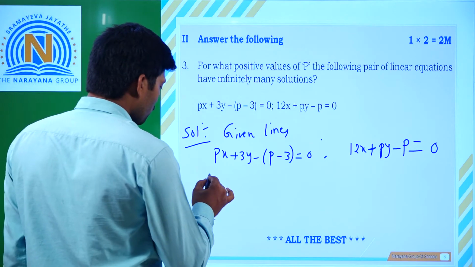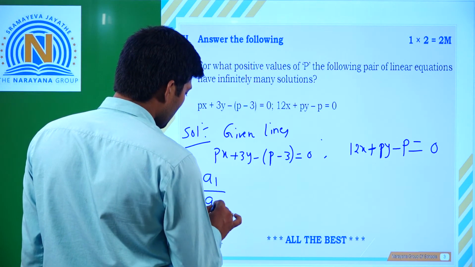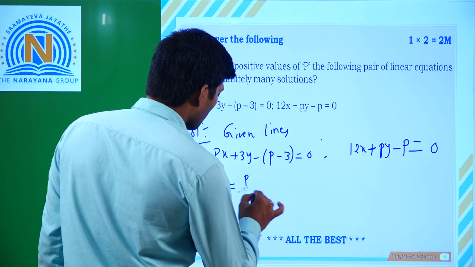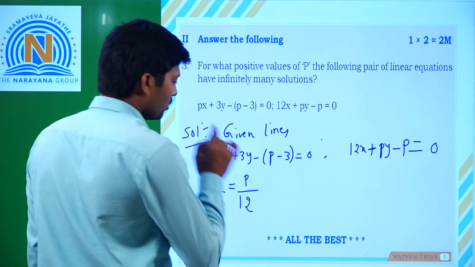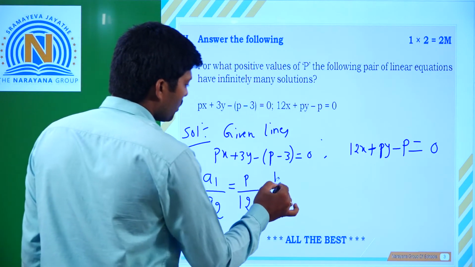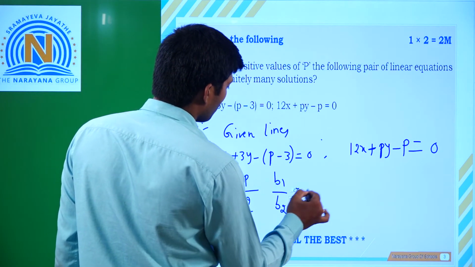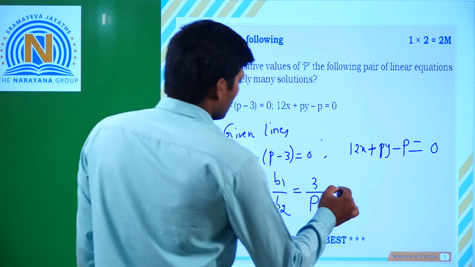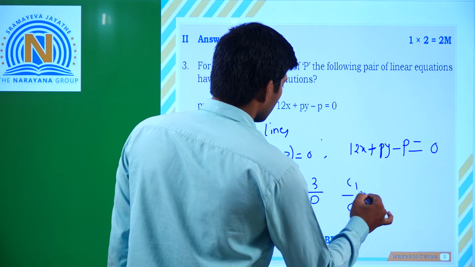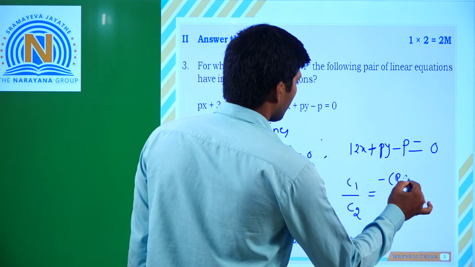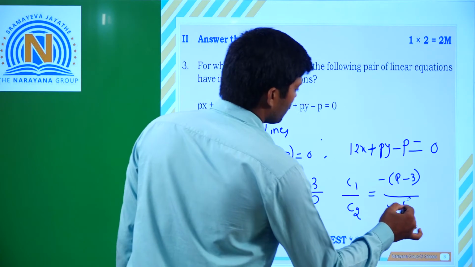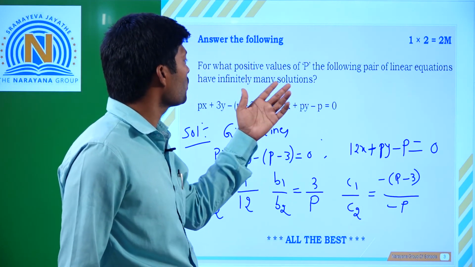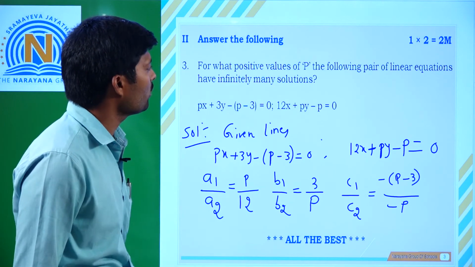First of all we have to take ratios of the coefficients. Here a1 by a2 is equal to how much? p upon 12. Next, what is b1 by b2? b1 by b2 is equal to 3 upon p. Next, c1 by c2 is equal to minus of p minus 3 upon minus p. Now we have to equate all these three ratios because the system of lines has infinitely many solutions.